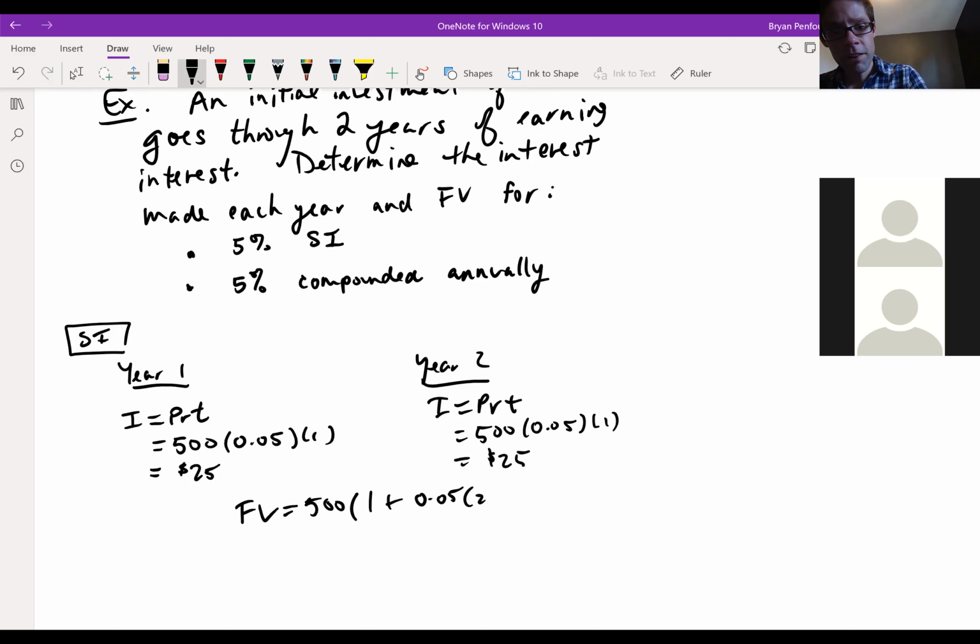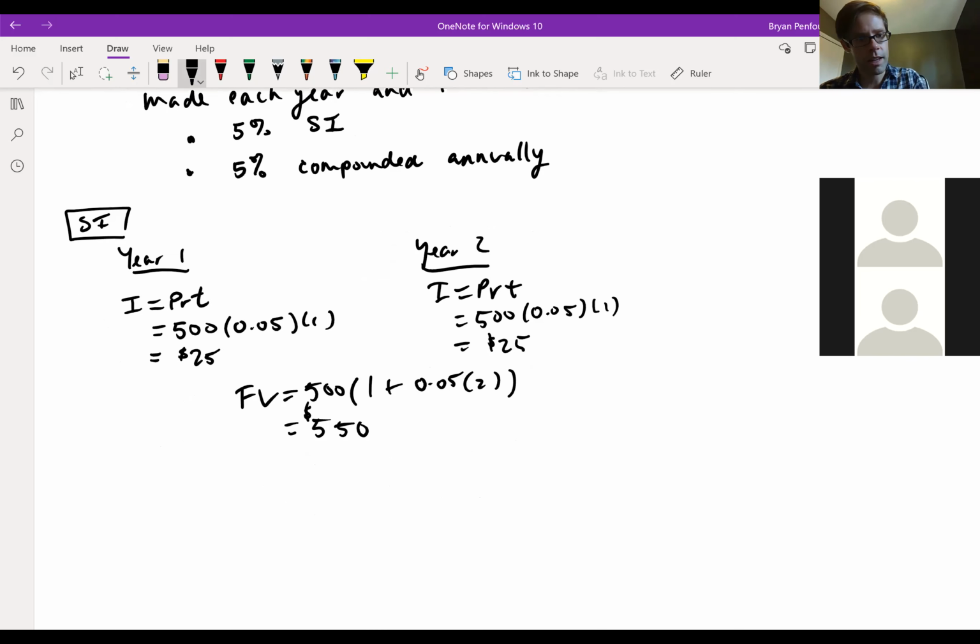And we can verify that using the future value formula, okay? So the future value is going to be our principal amount plus the $25 we earn in that first year plus the $25 we earn in the second year. So we have a future value formula to calculate that. So hopefully that makes sense. That's what we've been talking about for the last week and a bit. That is the simple interest case.